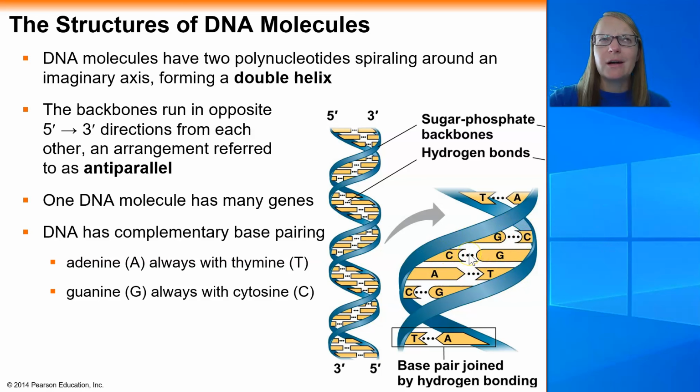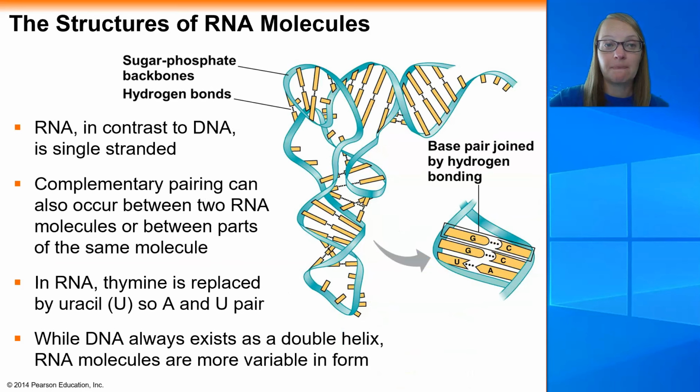The nitrogenous bases are held together using hydrogen bonds, which you can see here. This particular picture, though, is very deceiving because there are actually 3 hydrogen bonds that form between C's and G's, and only 2 that form between A's and T's. This is just showing 1 for each. So remember, 3 hydrogen bonds between C's and G's, and 2 between A's and T's.